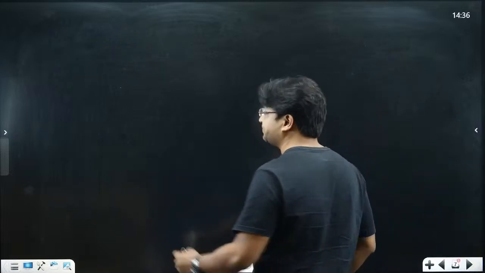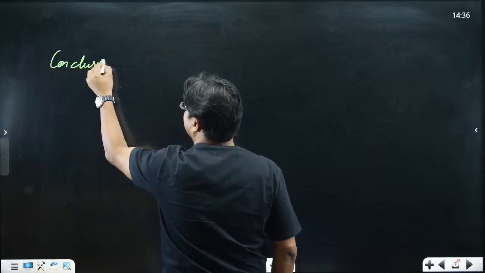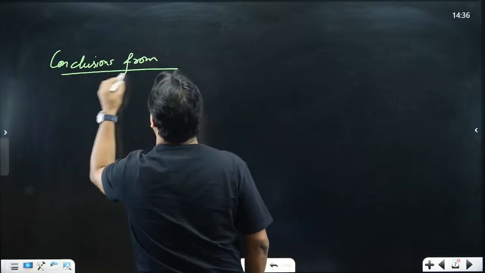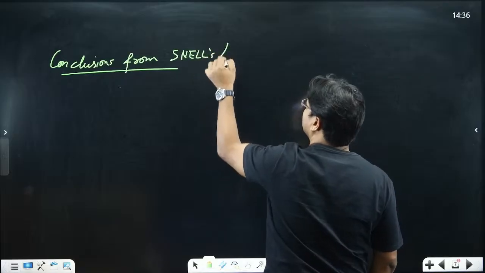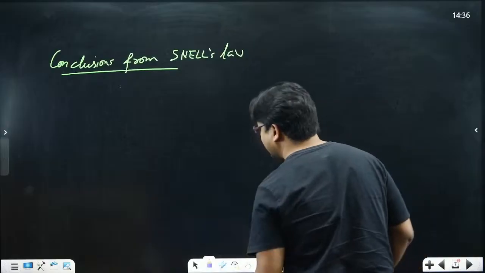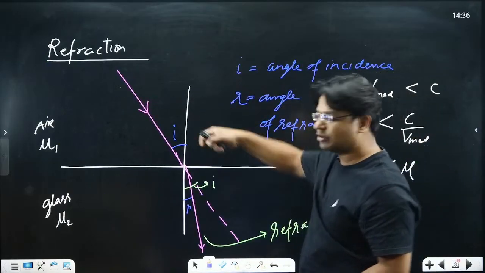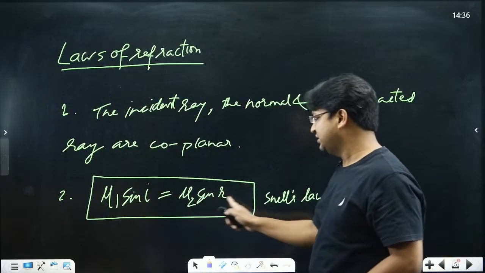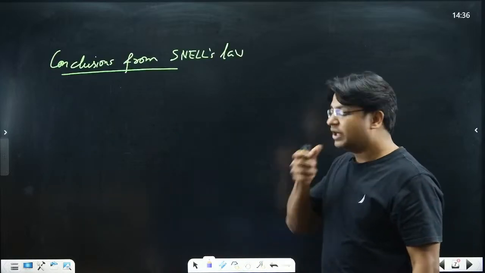So what are the conclusions from Snell's law? One more conclusion is there that I did not talk about. This conclusion would be: what if the light enters normally? What if it enters along the normal? In that case, I will become 0, and going by this, if I is 0, then the right hand side should also be 0, which means R should also be 0, which means the ray goes undeviated.